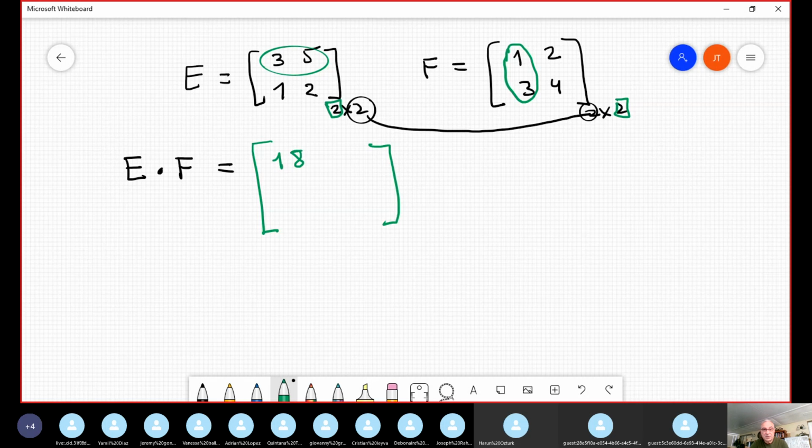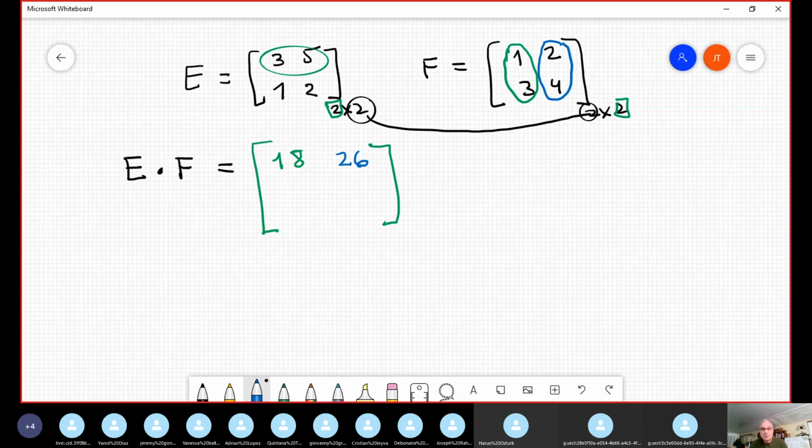Okay. To find the second element here is multiplication, again, the first row multiplied by the second column. I'm using another color. Entonces, 3 times 2, que es 6, plus 5 times 4, que es 20, and 20 plus 6 is 26.